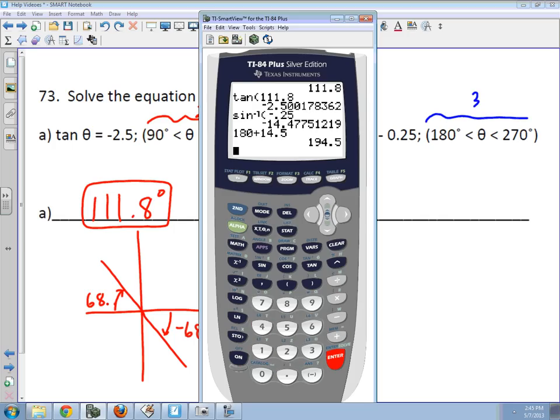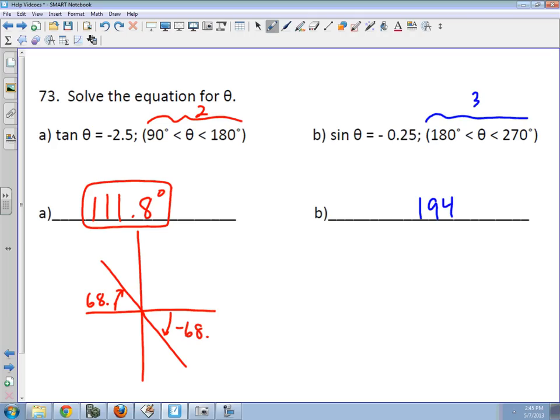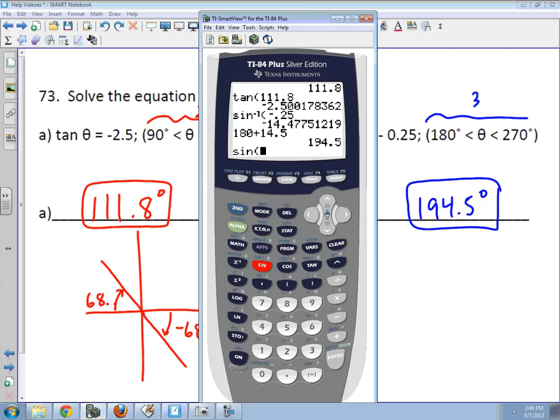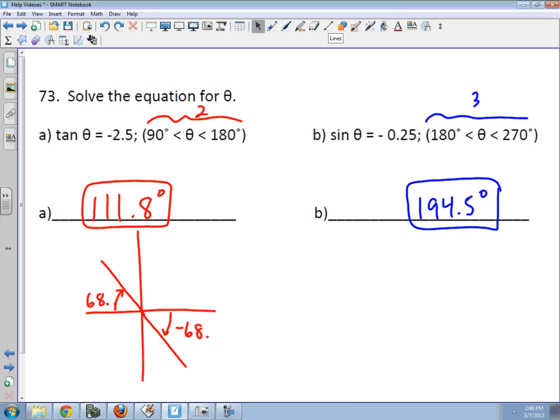If you're like, why'd you take 180 plus? Because I want an angle in the third quadrant, and I know it's got to be bigger than 180. So I'm going to take an angle that's got a reference angle of 14.5. So the angle is 194.5 degrees. And once again, if you want to check it, take the sine of 194.5, you should get negative 0.25. So, I mean, we can take that real quick. So the sine of 194.5, it should be pretty darn close to negative 0.25, and it is. All right. Moving along.